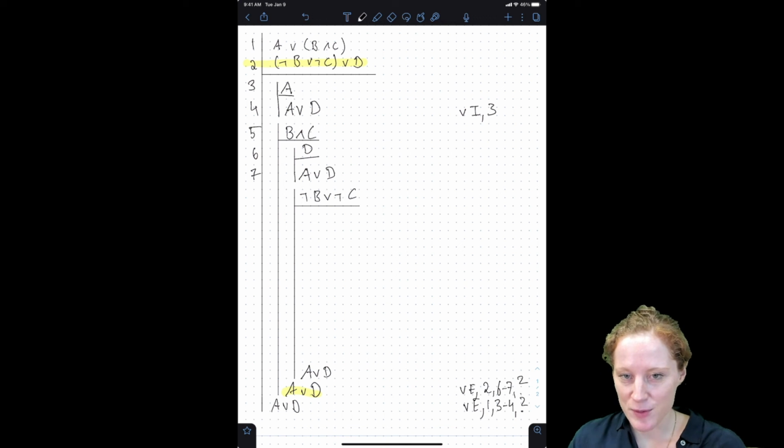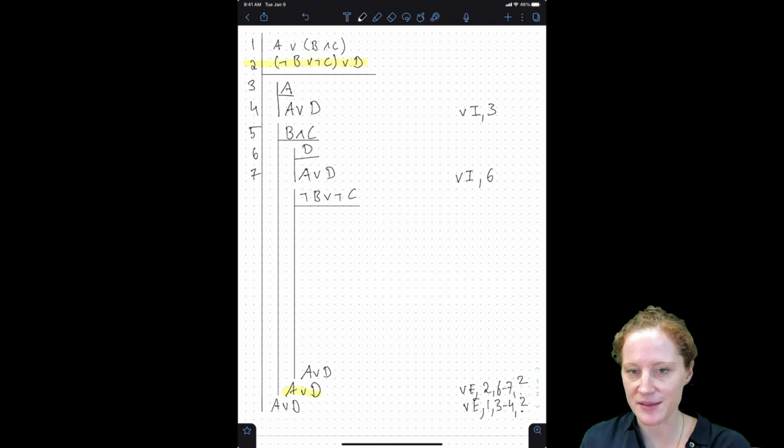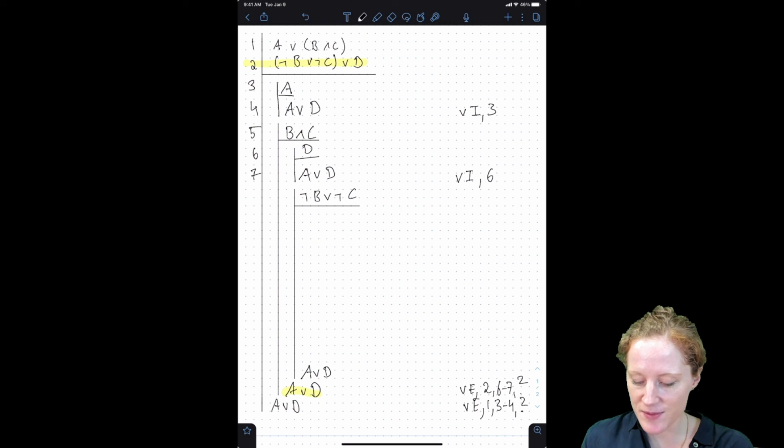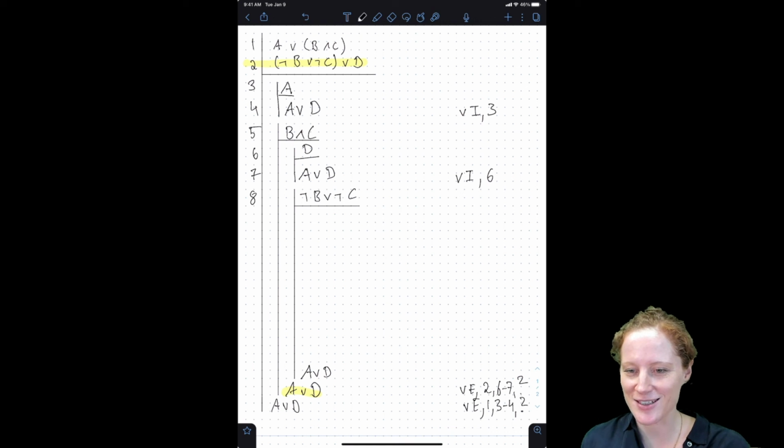Now, the first subproof that starts in line 6 with the assumption D is pretty quick and easy again. So if I assume D, I can infer A or D by citing disjunction introduction applied to line 6. So there I'm done. The second subproof is a little more difficult. I start with assuming the disjunction not B or not C, and I want to derive the disjunction A or D. How can I do that?